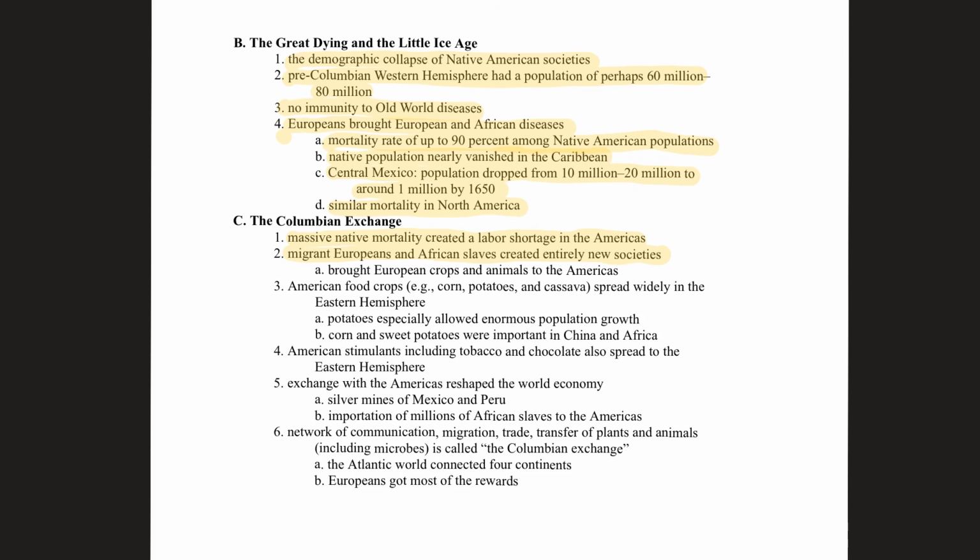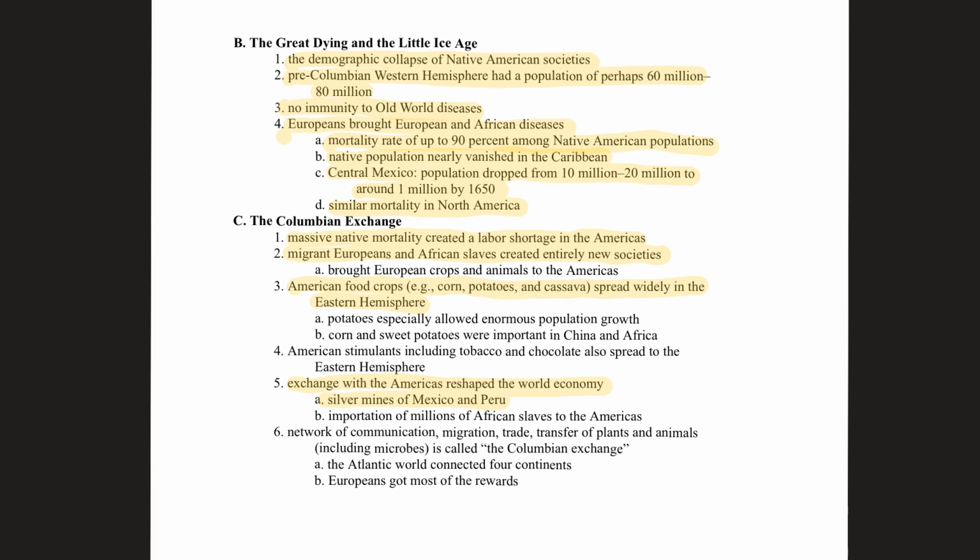Other things that are also being exchanged are American food crops like corn, potatoes, and cassava, which are going to spread widely in the Eastern Hemisphere, meaning Europe, the Middle East, that part of the world. And this is going to be huge moving forward: there's also an exchange with the Americas that is going to reshape the world economy, especially the silver mines of Mexico and Peru that we'll deal with later. This is going to be absolutely huge for the trade that's going, weirdly enough, with China.